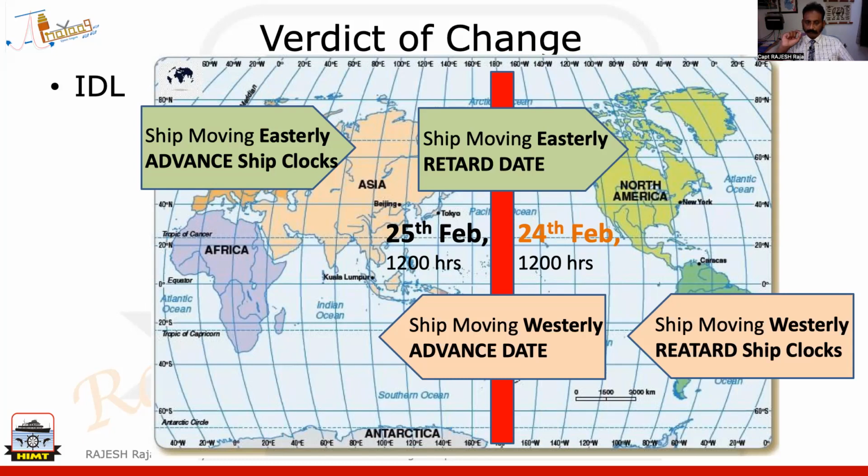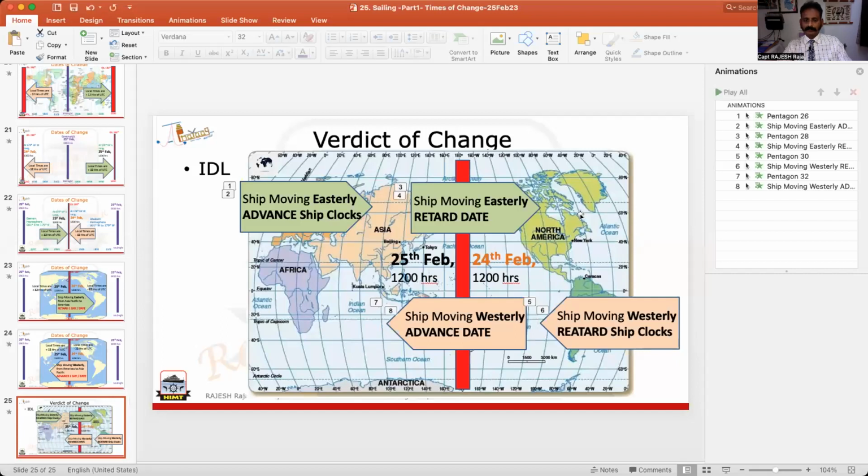If you move easterly, please keep advancing your clocks and at ideal retard. So it is advance and retard. So two different combinations. And if you move westerly, I'm sorry, there's a mistake in my spelling of retard. If you move westerly, please retard your clocks 1 hour every 15 degrees. And the moment you cross ideal, advance your date. So please look at this thumb rule. If I say moving easterly, advance clock and retard date. If I move westerly, retard clock and advance date. So two opposites. Okay. So that's the end of this particular presentation.